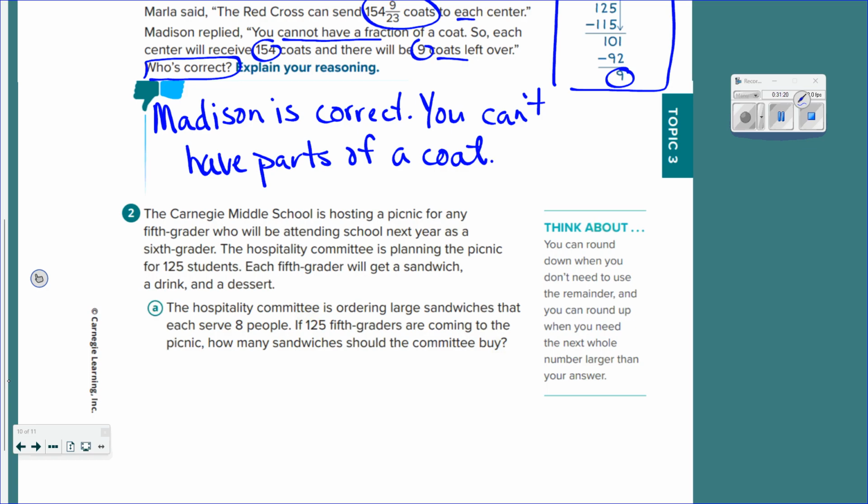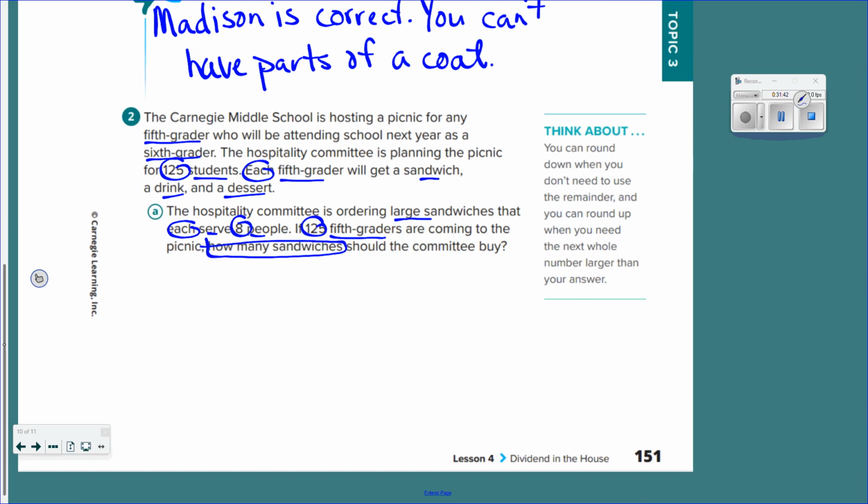So, Carnegie Middle School is hosting a picnic for any 5th grader who's attending next year as a 6th grader. They're planning a picnic for 125 students. Each 5th grader will get a sandwich, a drink, and a dessert. They're ordering large sandwiches that each serve 8 people. If there are 125 5th graders, how many sandwiches should the committee buy? What do you guys think I need to do?